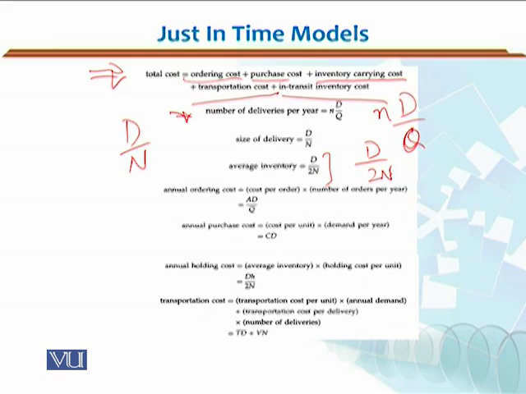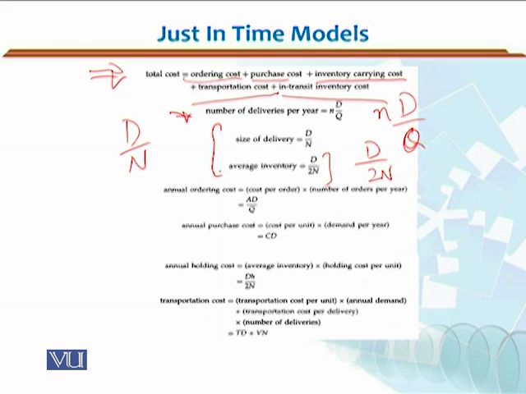You make it average demand rather than average inventory, and you will multiply it with N. So that is the difference. The size of the delivery and the average inventory were not like that in the basic EOQ model. In the just-in-time model, the blanket model, the first model, the frequency of delivery would be different, and it is calculated this way.